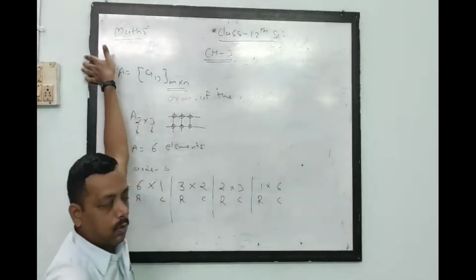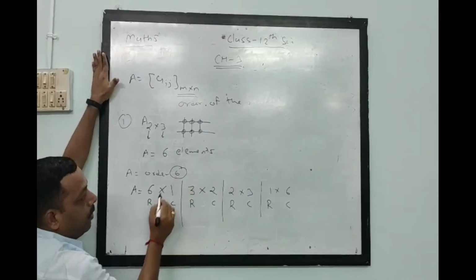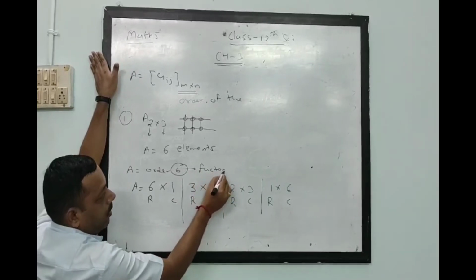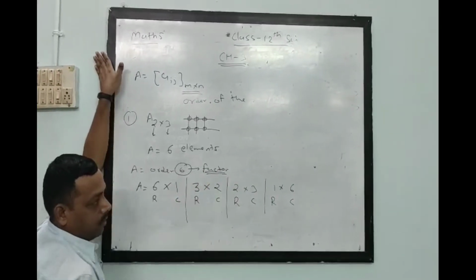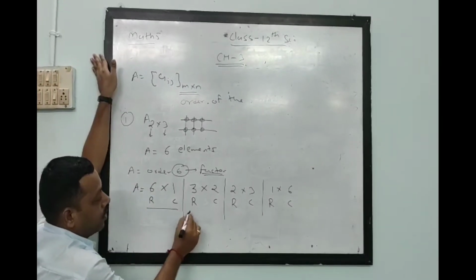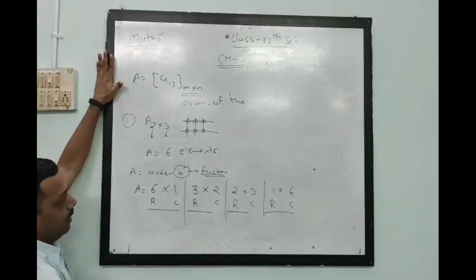So in general, we can say that from the order we can write the factors of the number. All the factors of the number are possible combinations of row and column. So in the exam they can ask that.